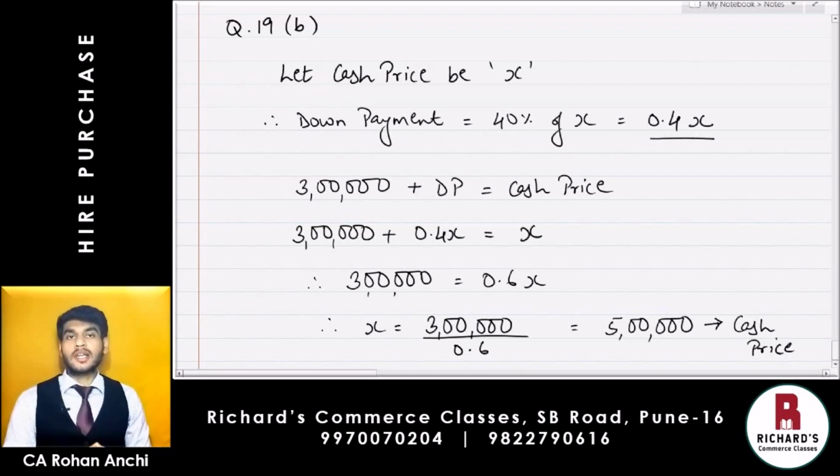So here we formed an equation because two things were missing, that is cash price was to be found out, but down payment also was missing. However, the question had given us a relation between the two, and that down payment was 40% of the cash price. So what we know, we have already put in the table, and whatever was the missing figure, we formed an equation and got the answer. So that was the entire solution for question number 19, part B.